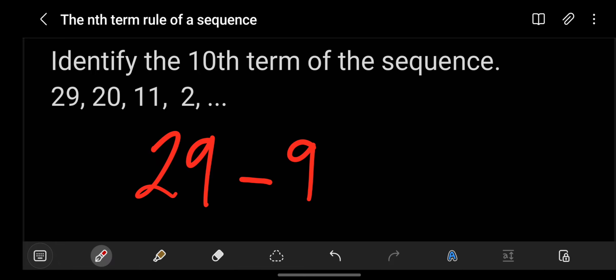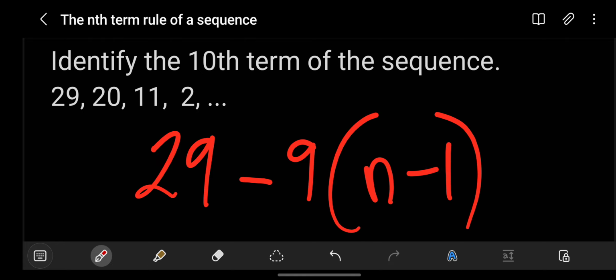Then the third step is to multiply the pattern by n minus 1. So you multiply this pattern by n minus 1, and you will write here n minus 1. This is now the expression or formula for finding the n-th term of the sequence.